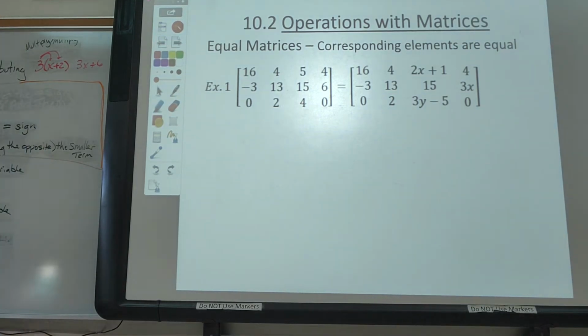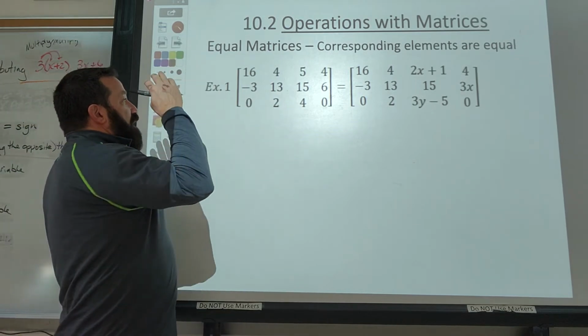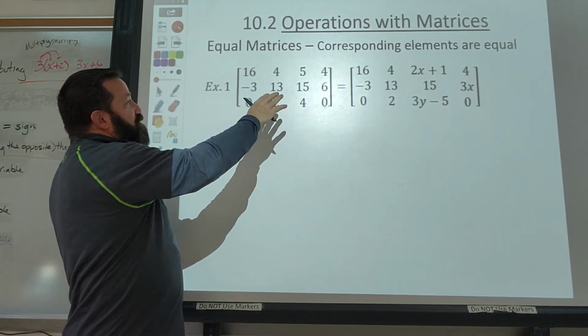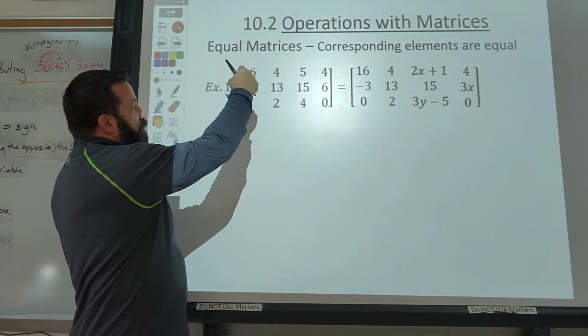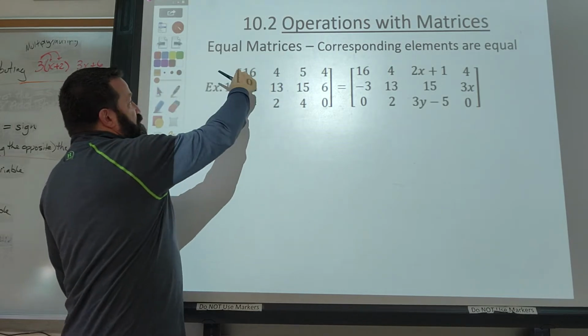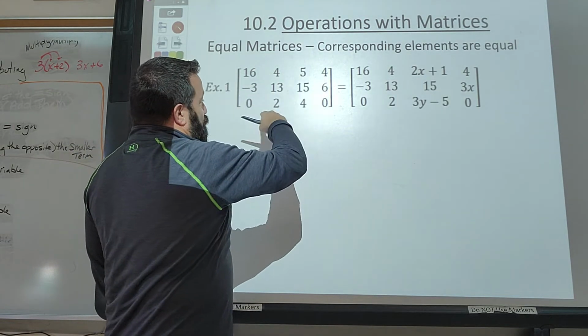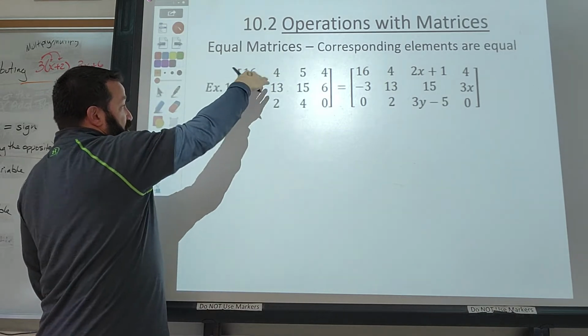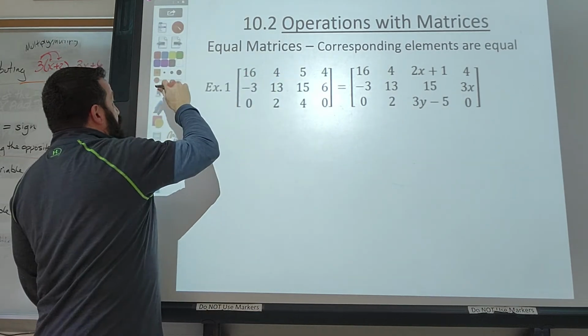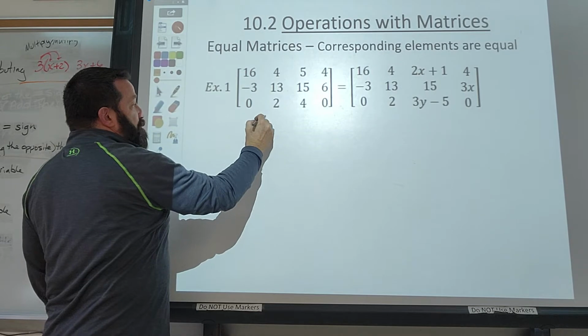So this is section 10.2, operations with matrices. We talked about matrices yesterday. We've got equal matrices, what we're talking about first. And so this matrix has 3 rows, and it has 4 columns. So it is a 3 by 4.